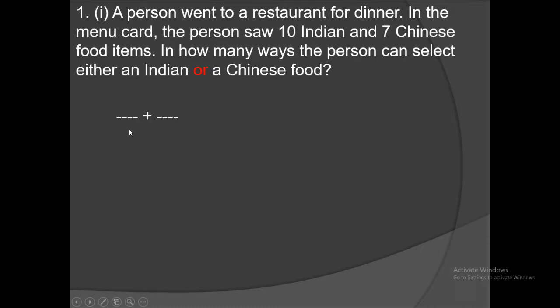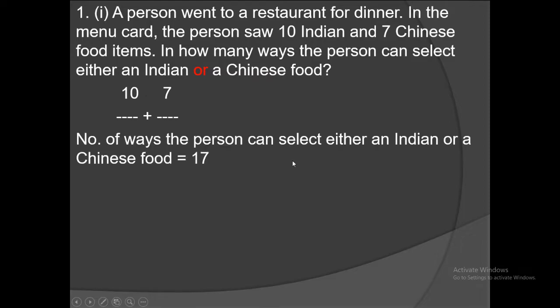This or that. Suppose he is choosing an Indian food, he can eat any one of the Indian foods, isn't it? First food or second food or third food or fourth food, in such a way up to the 10th food. So 1 plus 1 plus 1, 10 times. Can you understand? So the first place can be filled in 10 ways. Similarly, a Chinese food can be chosen in 7 ways. Since it is this food or that food, 10 plus 7 is 17 ways. So the number of ways the person can select either an Indian food or a Chinese food is 17.